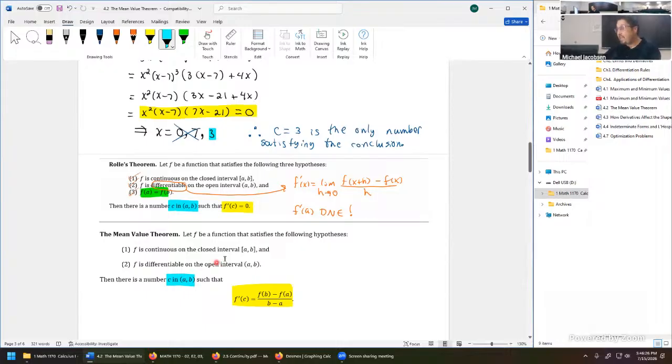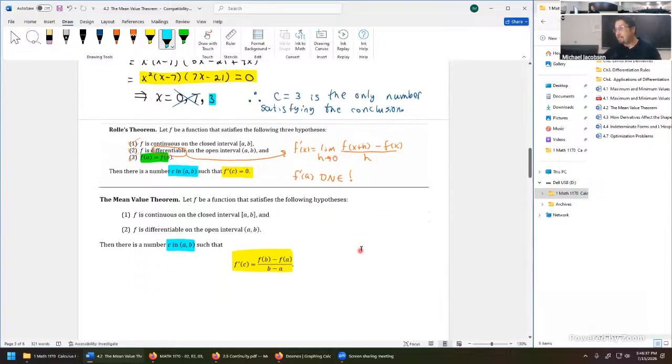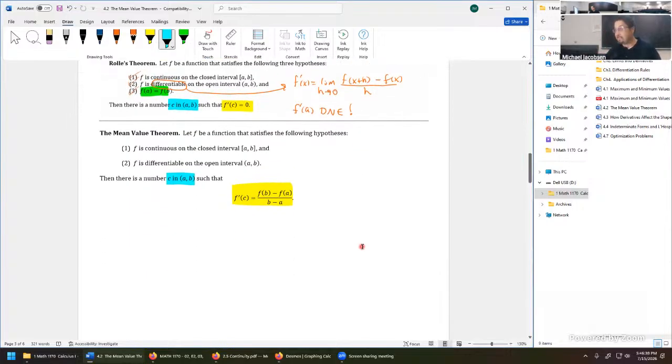If f at a is not f at b, you get this. If they are equal, it's 0 in the numerator, and it just becomes Rolle's theorem. So Rolle's theorem is just one special case of the mean value theorem altogether. So that's what the mean value theorem looks like, looking at it from just a purely analytical side.